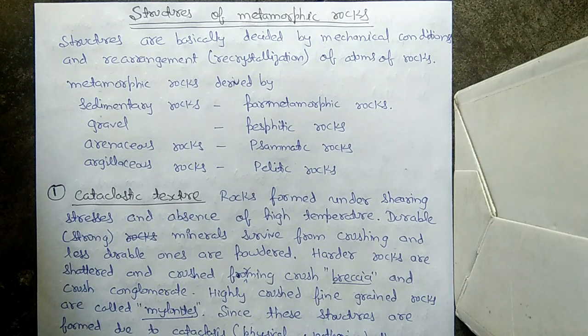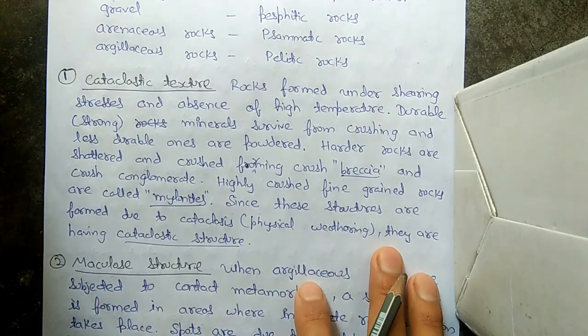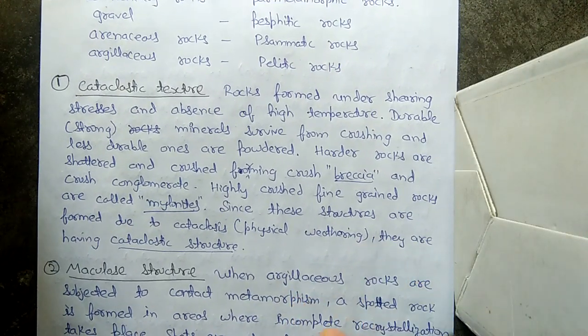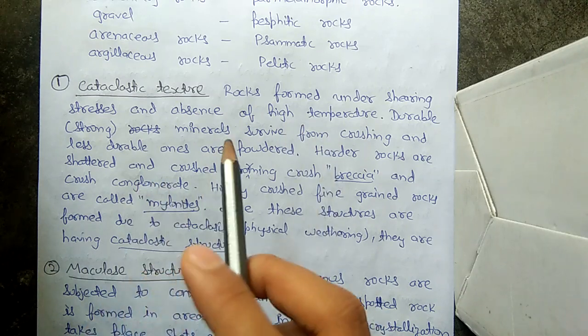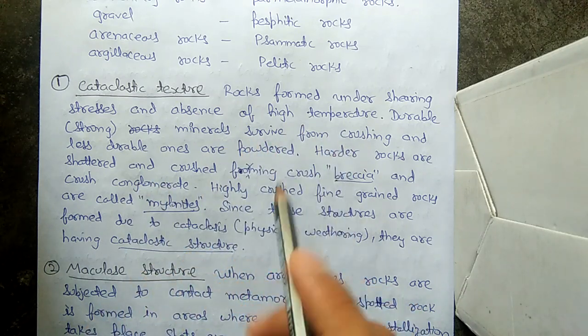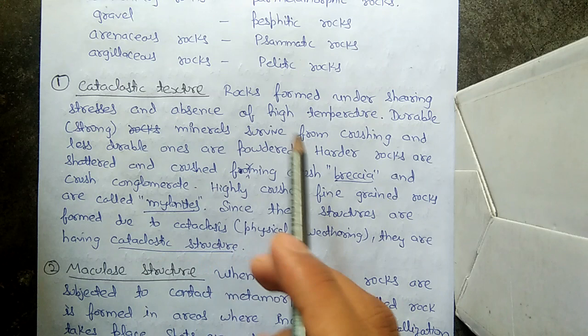So the first texture that we are going to study now is cataclastic texture. What is cataclastic texture? Rocks that are formed under shearing stress. I have already told you what shearing stress is. Stress means force per unit area, and shearing means when the force acts on the surface parallel to the surface of the object or parallel to the surface of the rock, then it is called shearing stress. Rocks formed under shearing stress and in the absence of high temperature have this type of texture.